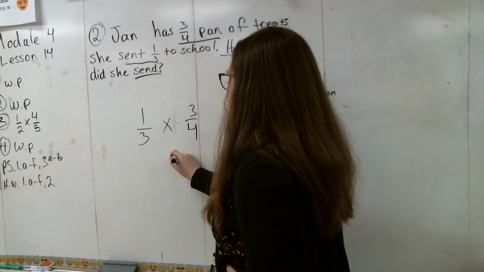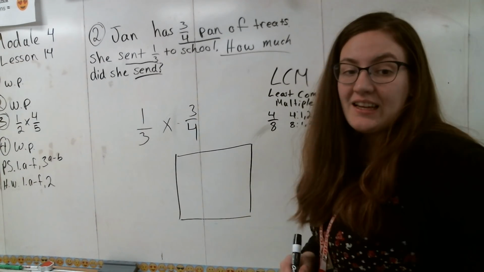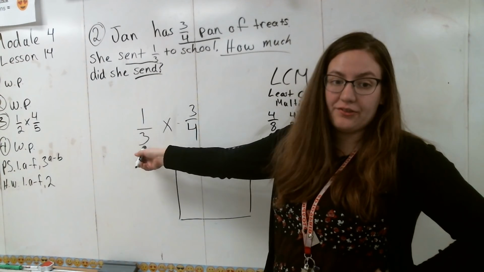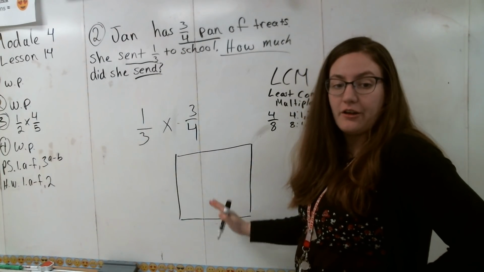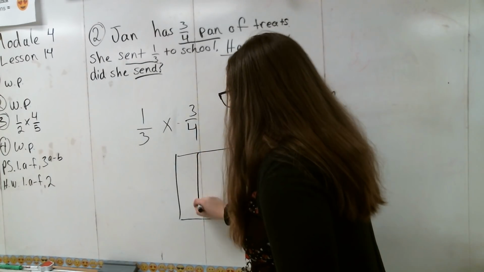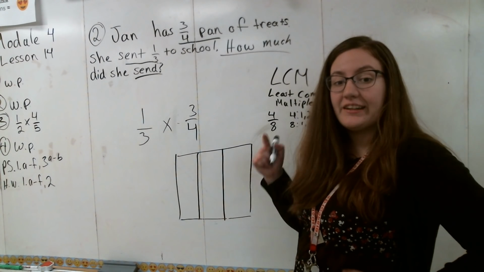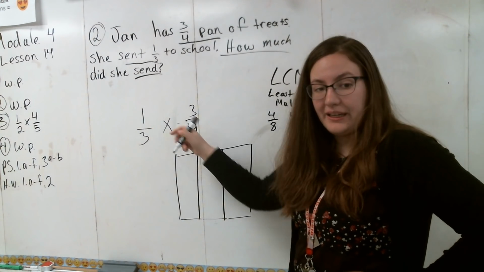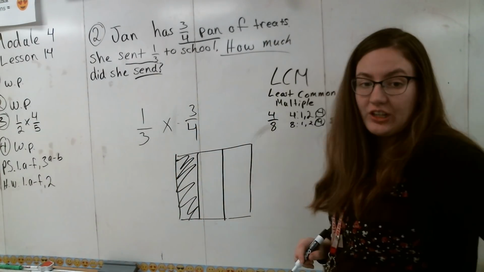To draw my model, I'm first going to draw it like this. And then I'm going to start with my first fraction, which is 1/3. So I'm going to break my area model up into thirds vertically. So I draw my lines like this. And now I've split my model into thirds, and I need to shade in one piece like so. So I shade in 1/3 just like that.